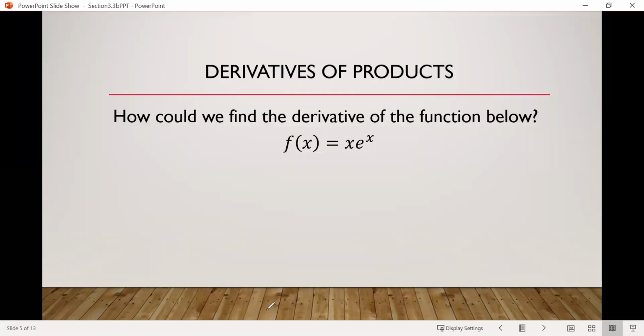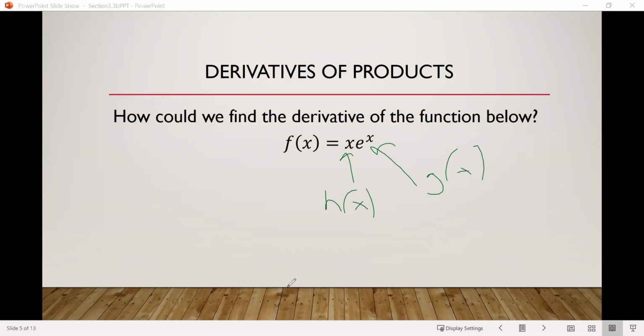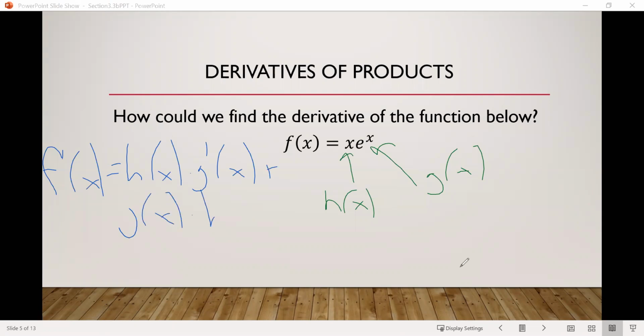Okay, so let's use that now to find the derivative here. And in this case, since I already used f to name the main function, I'm going to call this one here h, and this one here g. So then f prime, based on our derivative product rule there, would be h of x times g prime of x plus g of x times h prime of x. Okay, so let's do that.